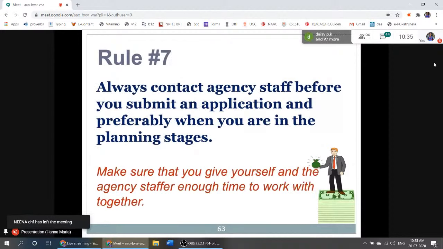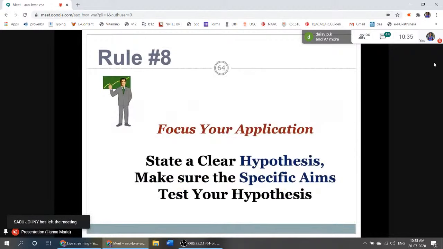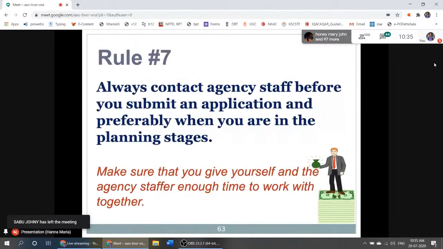Always contact agency staff before you submit an application. Very, very important. Even for a European Union project, you understand the mission objective. If it's a DST project, if you have questions, you just approach them. Next one, please.